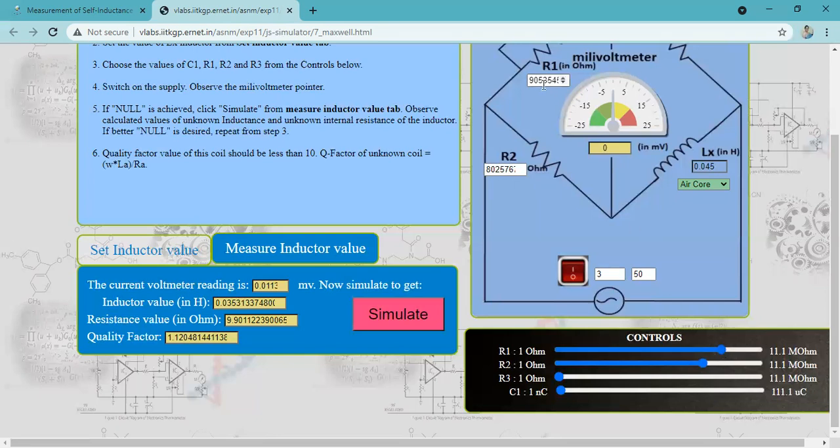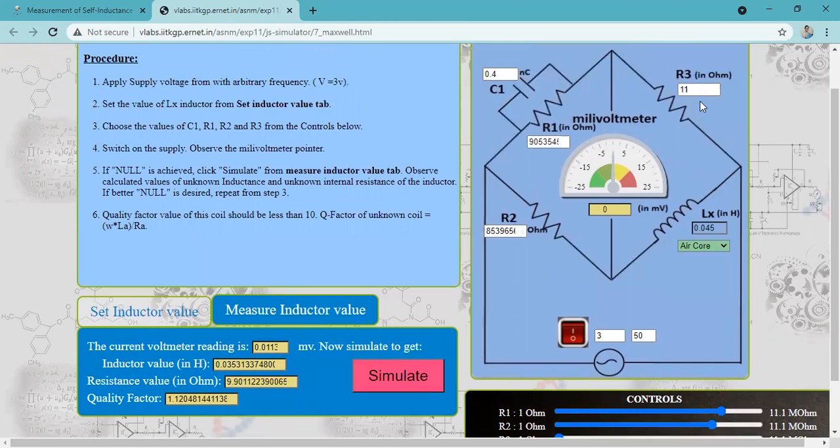Okay, now my R1 is 9.05354 mega ohms. So please all of you note it down in the first column of R1: 9.05 mega ohms. Then you have R2. R2 also you have to keep in mega ohms. So this time I will choose R2 as 8.5. So let us change R2 to 8.5. Now you can see it is 8.02. So with this slider, I will change. Yeah, now my R2 is 8.539 mega ohms.